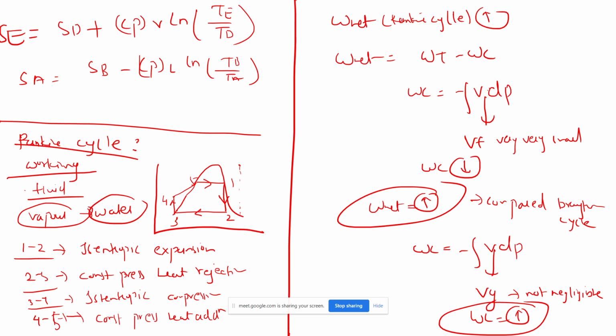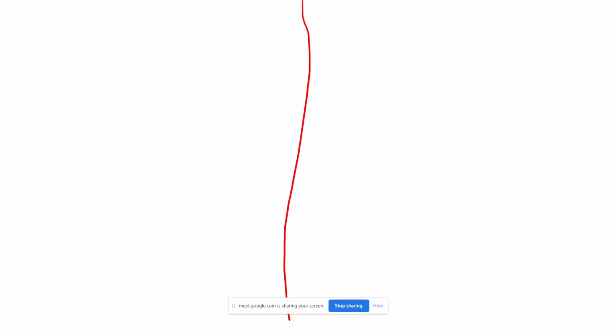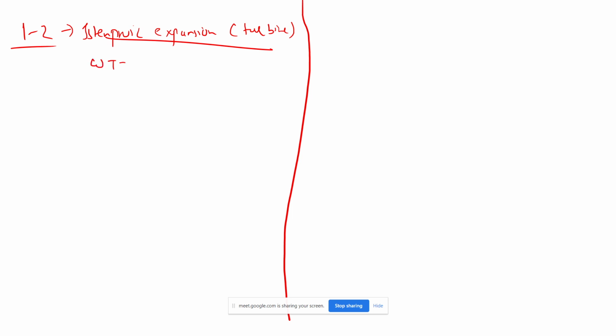Sir, can you kindly repeat this point regarding the pump and compressor inputs? Yeah, that I will discuss now. For the process 1 to 2, it is isentropic expansion that is to take place in the turbine. So what will be the turbine work? Turbine work will be H1 minus H2.